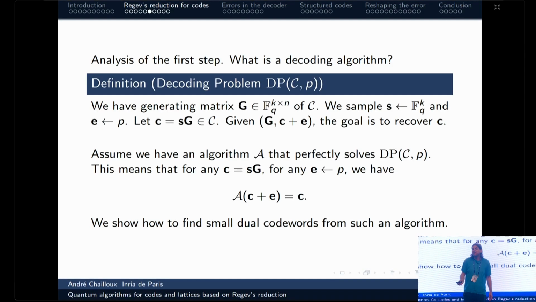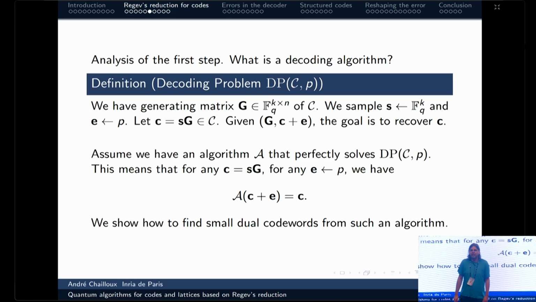And what does it mean that I have an algorithm that does this? It means that for any code word C and for any E taken from distribution P, we have that A of C plus E outputs C, right? So here we consider the simplified setting where the algorithm is perfect. Then we'll see what happens if we add some errors, but here it will be much easier to look at the perfect setting, and this is how we define a decoding algorithm.